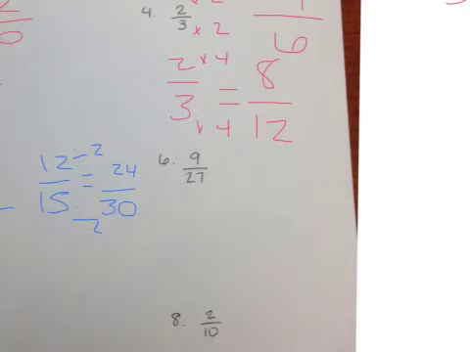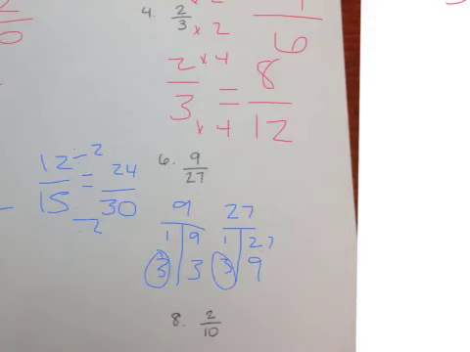Okay, on this one, do the same thing we did over here. So I'm going to list the factors of 9 and the factors of 27. Okay, we know it's 1 and 9 and 1 and 27. But then we also know that 3 times 3 gives us 9 and 3 times 9 gives us 27. So again, we have our common factors of 3. So I'm going to go up here, I'm going to divide by 3 and divide by 3. That gives me 3/9.